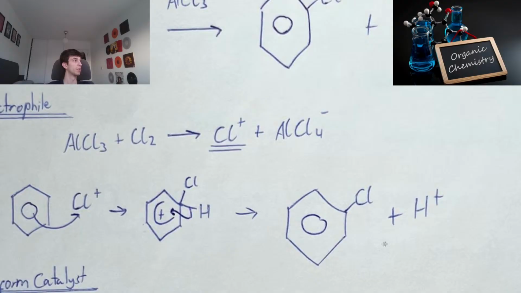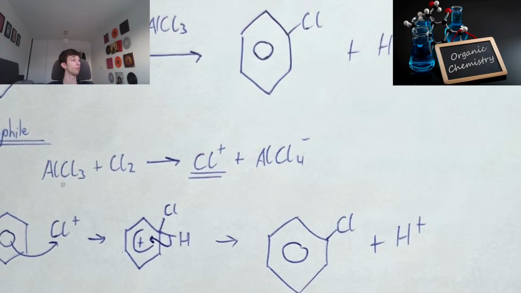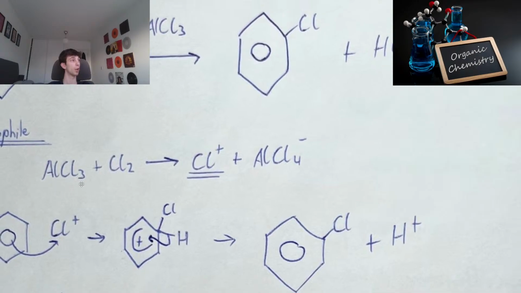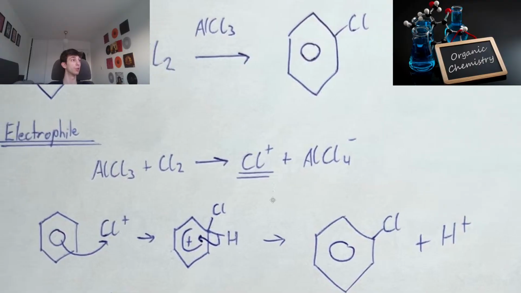So then we have our chlorobenzene and we have that proton. Once again, we need to reform that catalyst. What are we trying to reform? We're trying to reform our aluminium trichloride. We need this AlCl4 minus to become our aluminium trichloride.